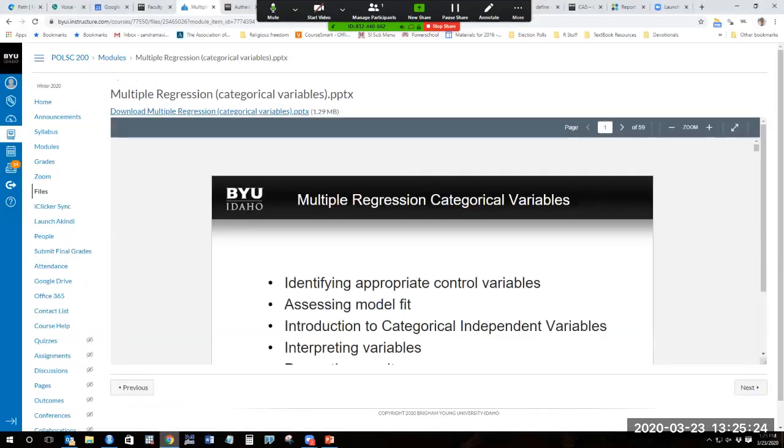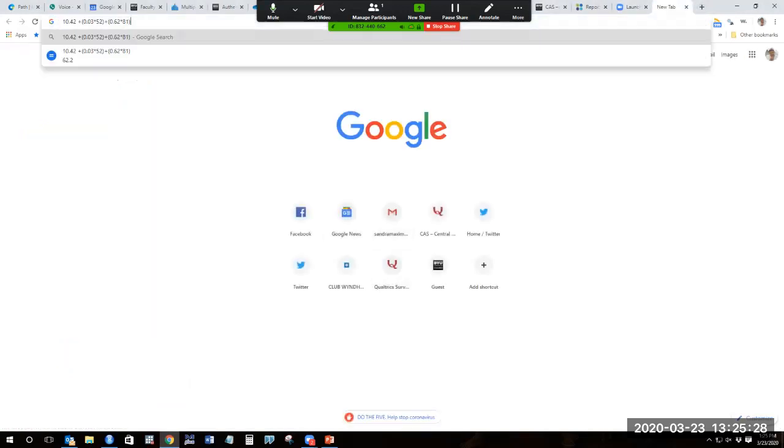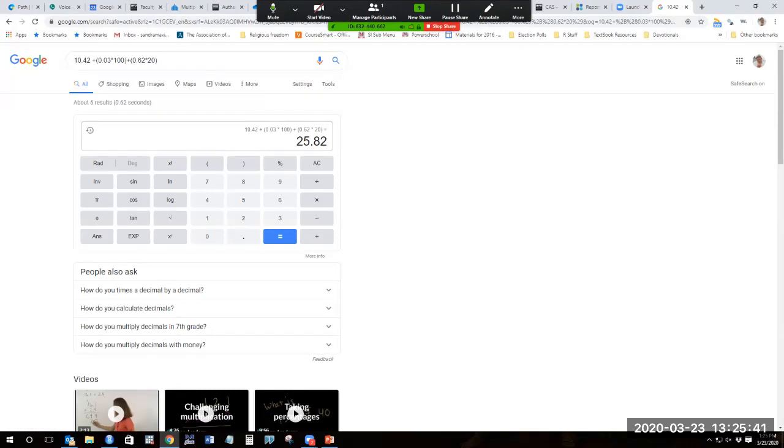But like I showed you last time, you can also just paste it in the Google like this, and then it loads up a calculator for you, and you can just change your values here to whatever you want them to be. Let's say 100 education and 20 prestige. It's going to have a really low predicted income because education doesn't matter as much as prestige as a predictor.